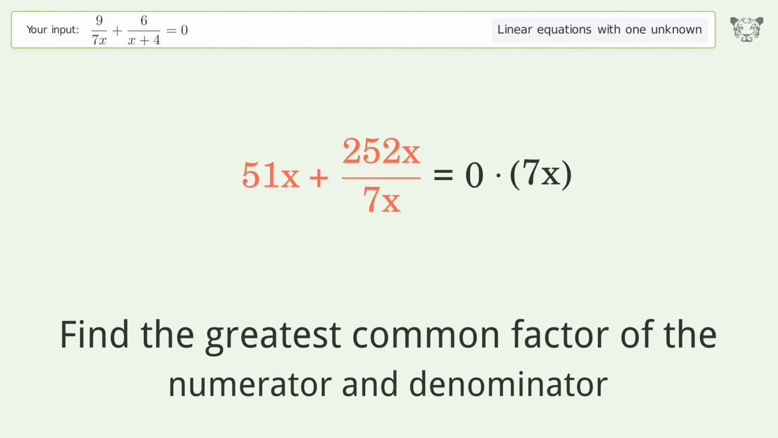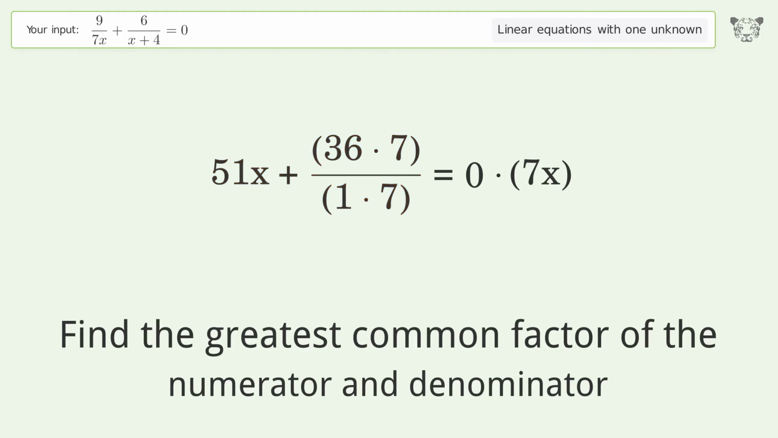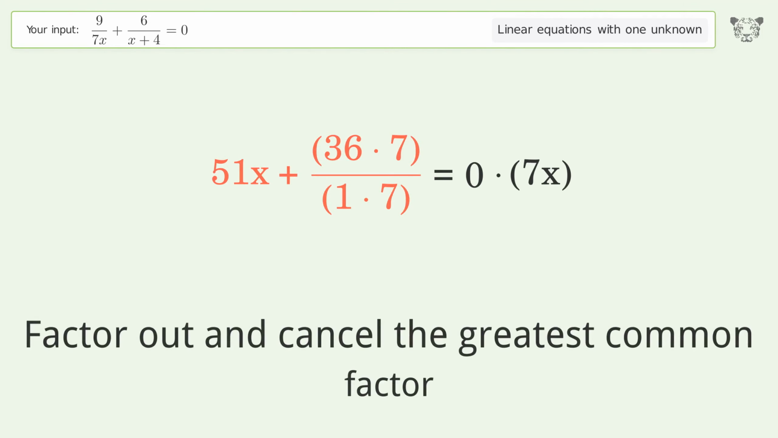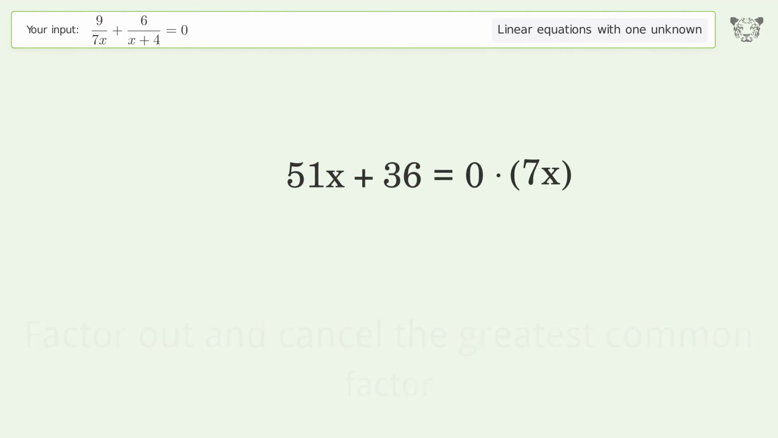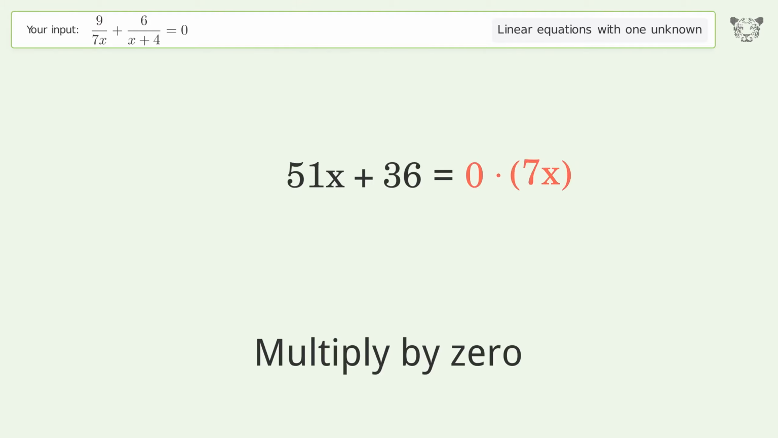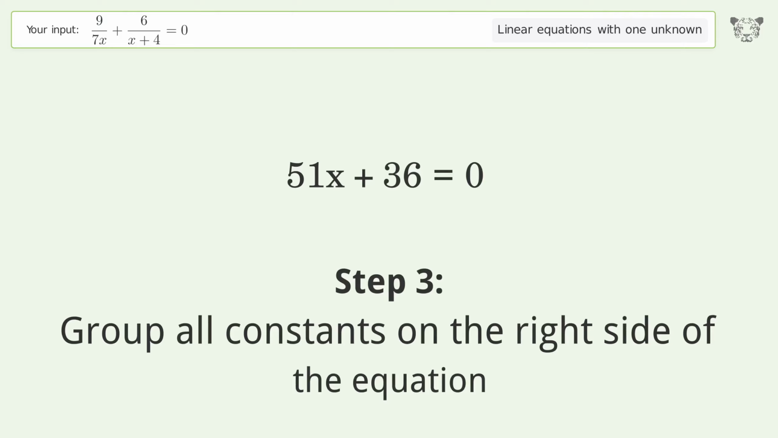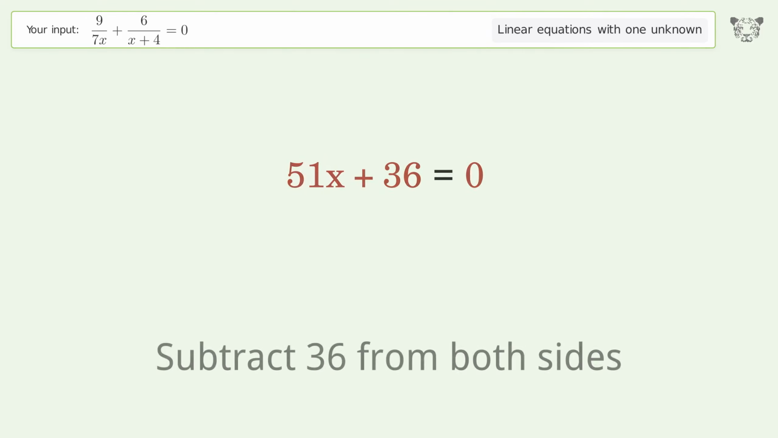Find the greatest common factor of the numerator and denominator. Factor out and cancel the greatest common factor. Multiply by 0. Group all constants on the right side of the equation. Subtract 36 from both sides.